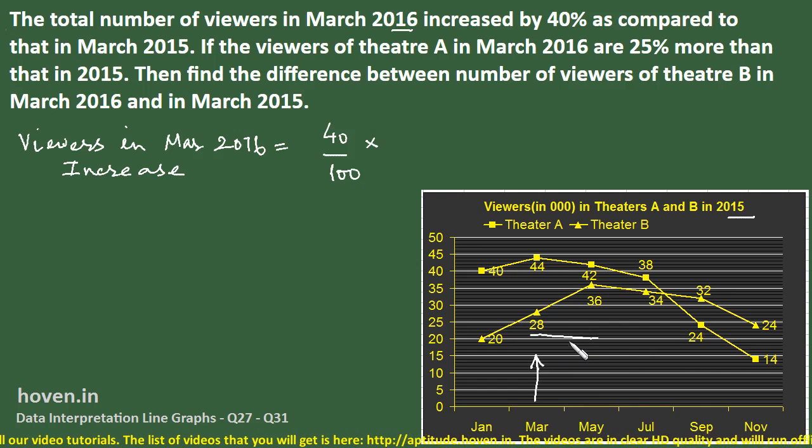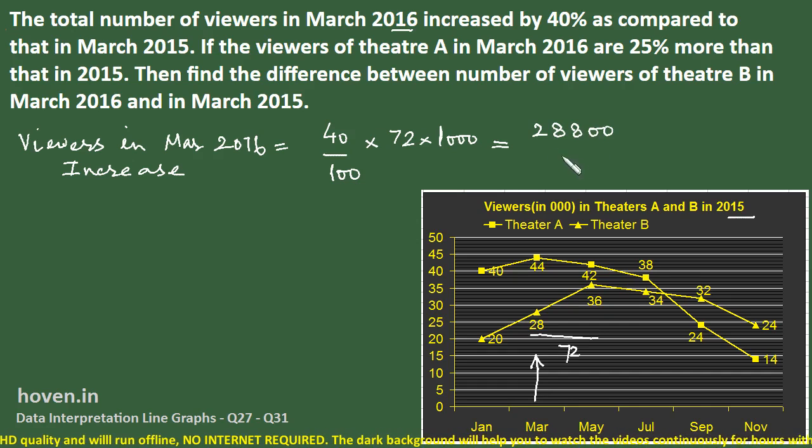If you add them, 8, 4, 12, 15, 27, so it will be 72 into 1000, because the figures are in thousands. So we can see that this zero will get cancelled, and ultimately we get 28,800 as the increase in viewership for March 2016.